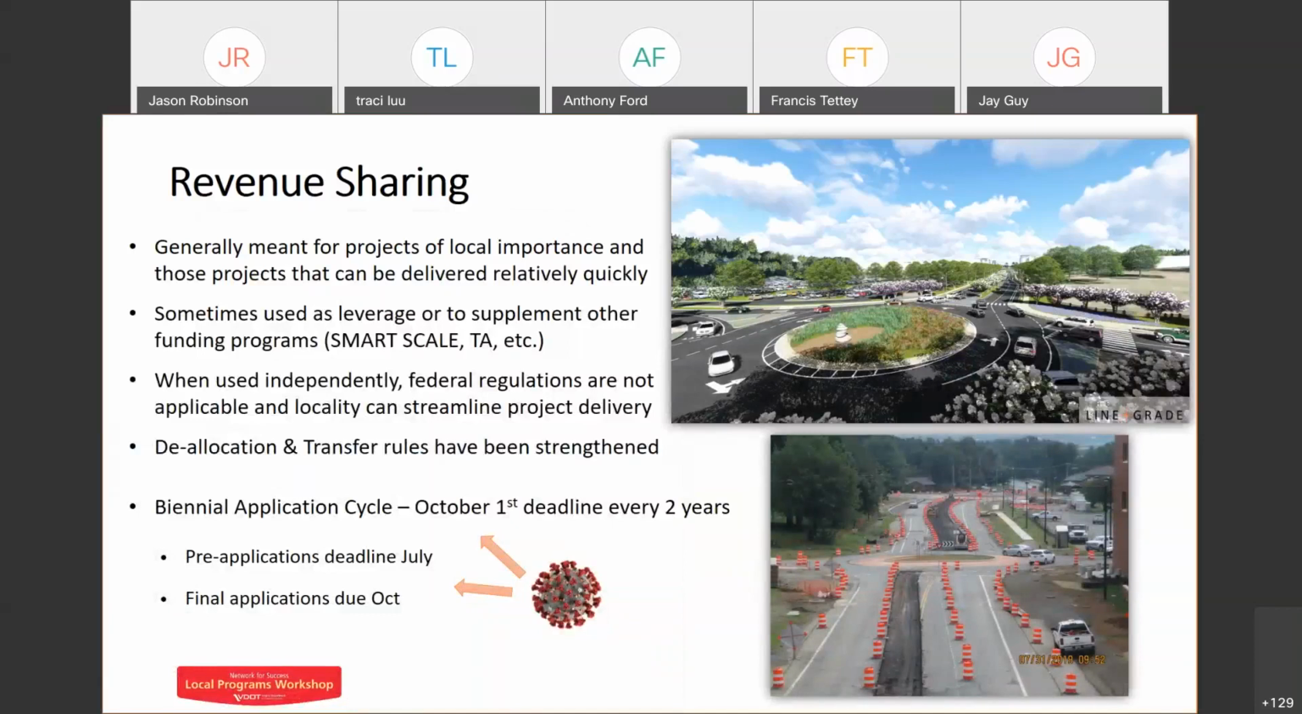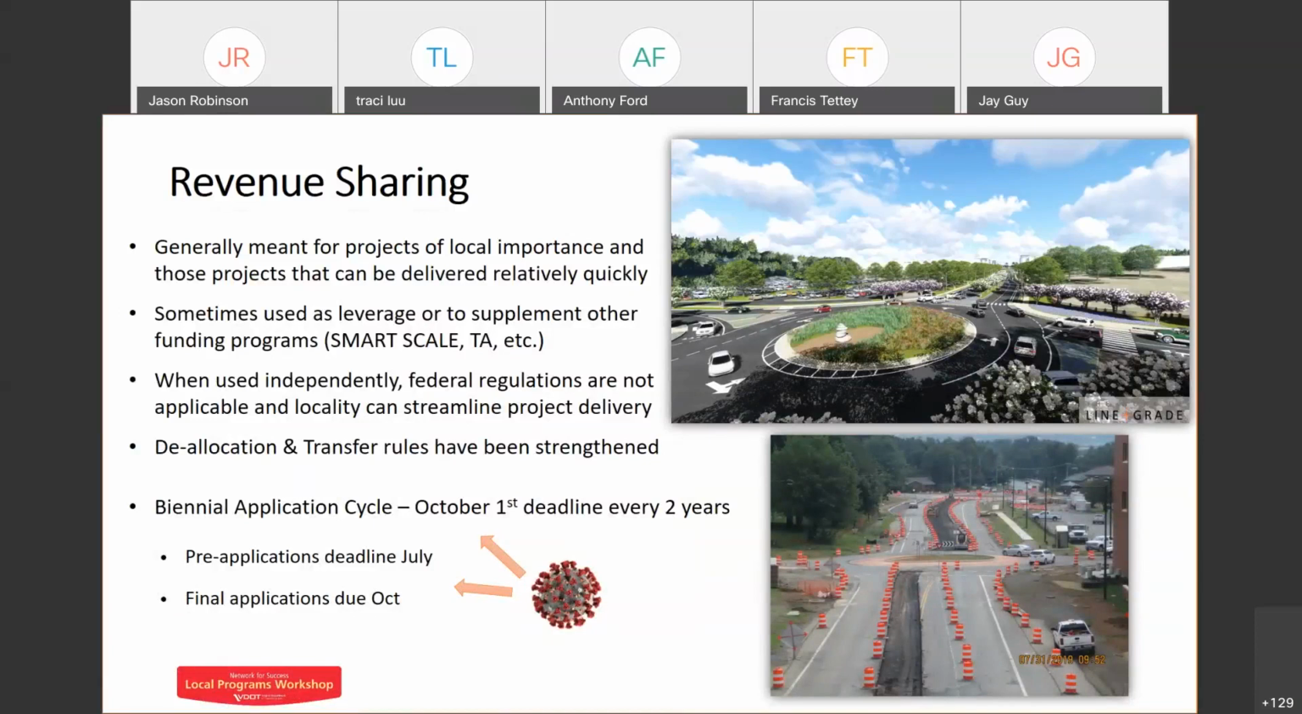A little bit more on revenue sharing, and then we'll move off of this topic. But again, it's a program that really facilitates the delivery of projects that are of local importance. You guys may have projects that are really important to you and still really good projects, but may not fit into the other funding categories for a number of reasons. And so this is one that I wanted to highlight, definitely spend a little bit more time on.